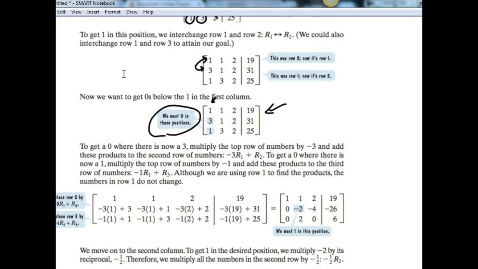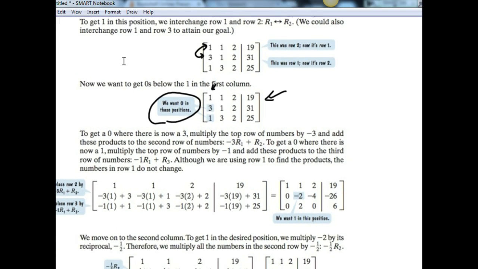To get a 0 there, which is now a 3, you're going to multiply the top row by -3, and then add the two rows together. That's what it's trying to show. Notice that down here in expanded form, the 1, 1, 2, and the 19 are not bothered with. To replace the second row, you're going to multiply the first row by -3 and add it to the second row. That's what this is showing. So it'd be -3 times 1, plus 3, which of course gives you a 0 here.